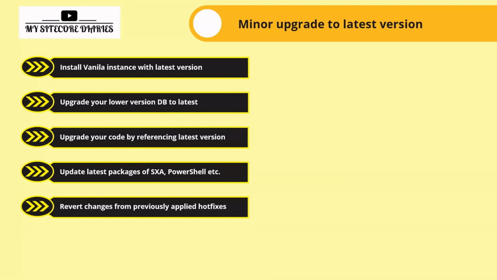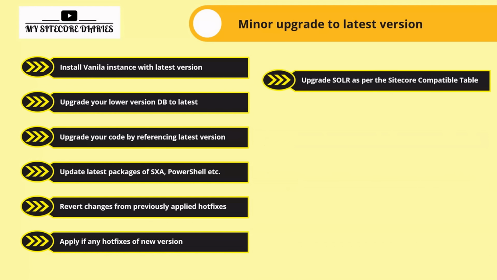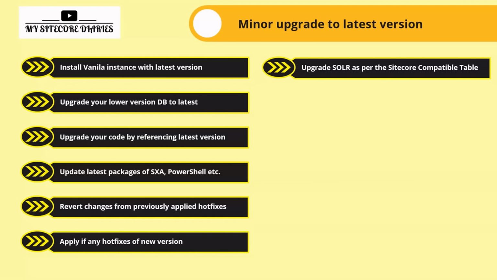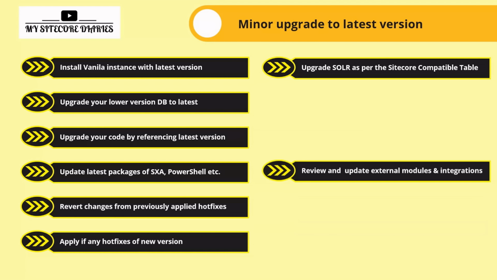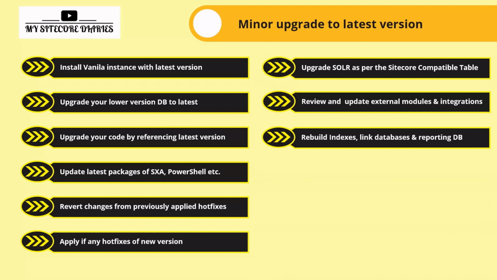This is also important, which you have not seen in previous approaches: you need to revert the hotfixes which were used on the older version and add the new hotfixes for the new version. Update your Solr as per your compatibility table. Whatever version you are using, check whether it is compatible with your newer version, and if not, then you have to upgrade it. Review and update external modules and integrations. We have talked about that in previous slides also.